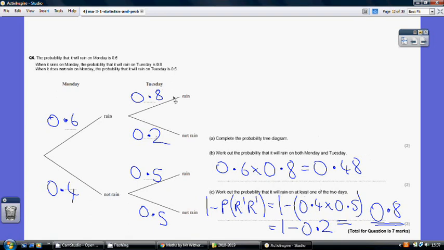Now what we could do, we could work out this branch ending here, add it to this one ending here, add it to this one ending here. That would be absolutely fine. So 0.6 times 0.8 plus 0.6 times 0.2 plus 0.4 times 0.5, that's fine. But a quicker way is to say the only event we're not interested in is where it doesn't rain on both days. So the only branch we're not, or the only journey we're not interested in.